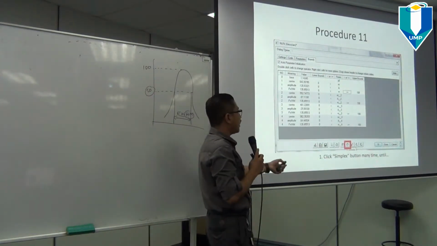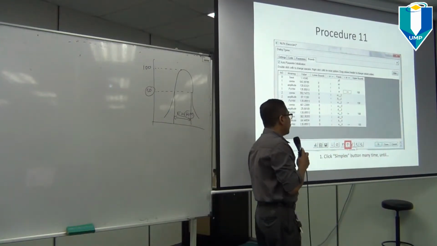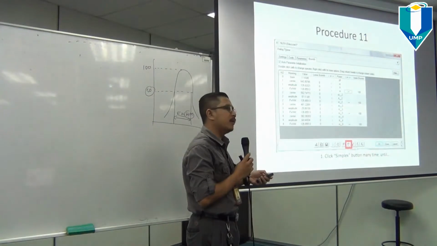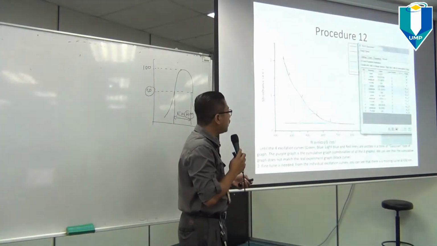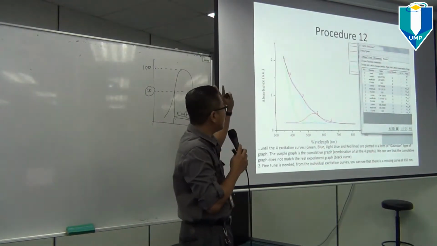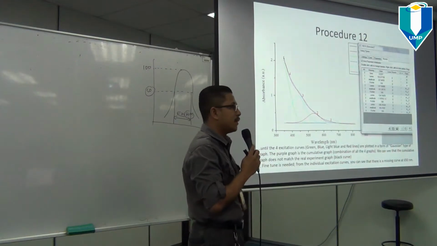Next, click the simplex button, the one with S. Click the simplex button many times, as many as you want, until you get a graph like this. Did you get this graph?